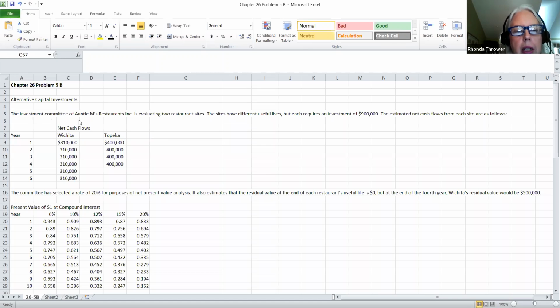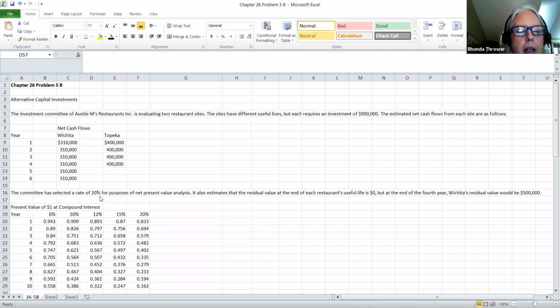The investment committee of Auntie M's Restaurants is evaluating 2 restaurant sites. The sites have different useful lives, but each requires an investment of $900,000. The estimated net cash flows from each of the sites are as follows. Since they've just given you the net cash flows, we're going to be using present value analysis to evaluate each one of these restaurants.